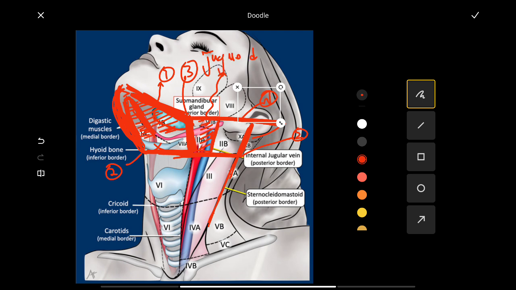Jugulodigastric. They call it jugulodigastric because that's where the posterior belly of the digastric, which is this one, crosses the internal jugular vein. So they call it jugulo for internal jugular vein, digastric for the posterior belly of digastric. So jugulodigastric nodes. What is the importance of these nodes?